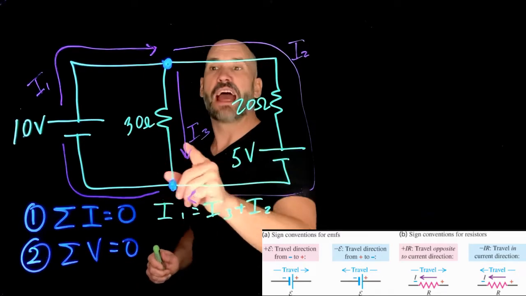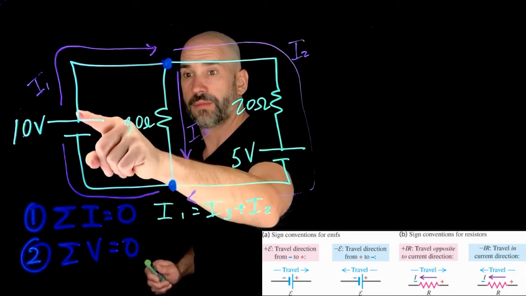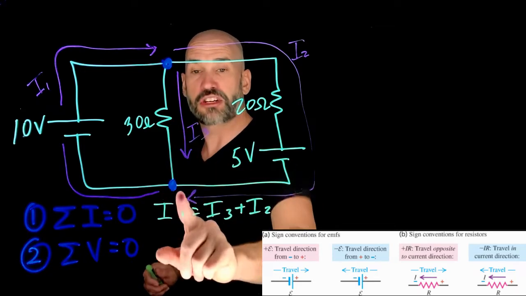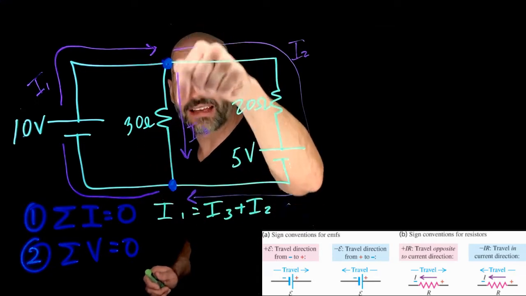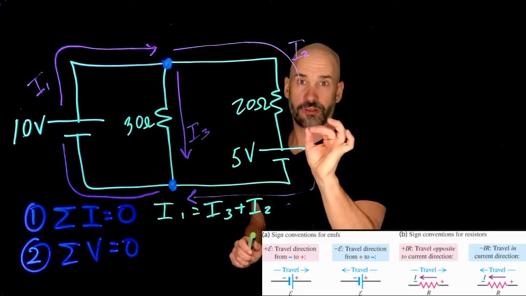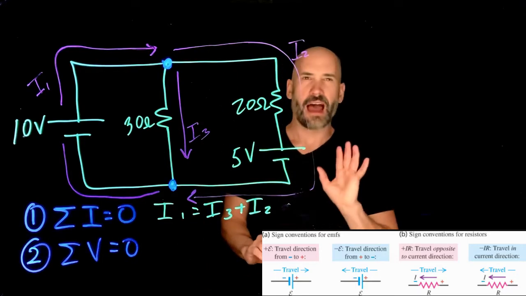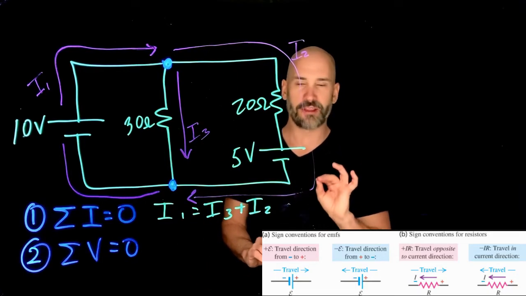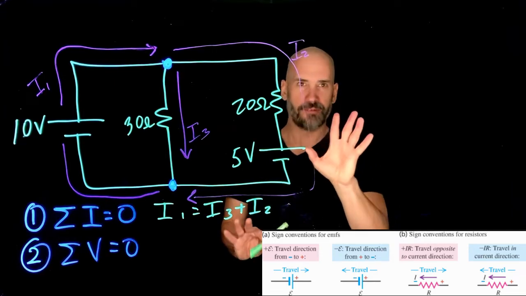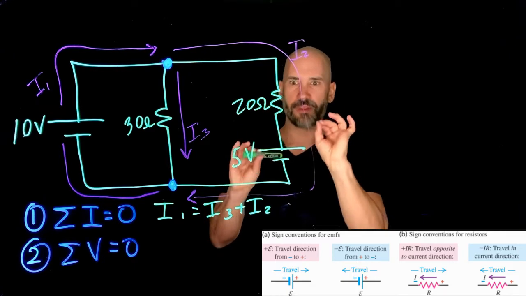If it's the opposite direction, like let's say I arbitrarily choose to go this direction, and I get over here, and now the direction I'm going is opposite the direction I set for the current, that's a positive voltage. So we're adding that I times R. I fully am aware that right now you're like, what is he talking about? It's okay to feel that way right now because you haven't seen it in action, and I'm about to put it in action right now.